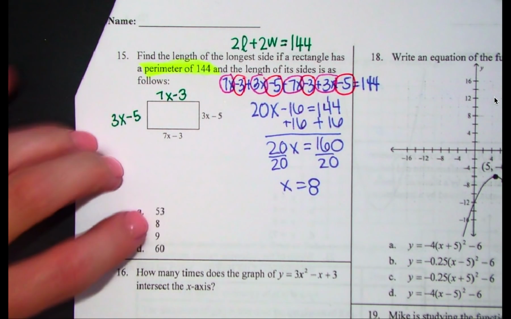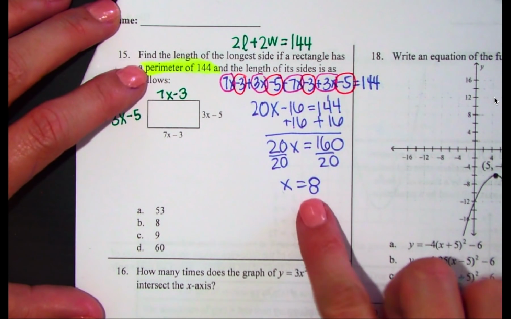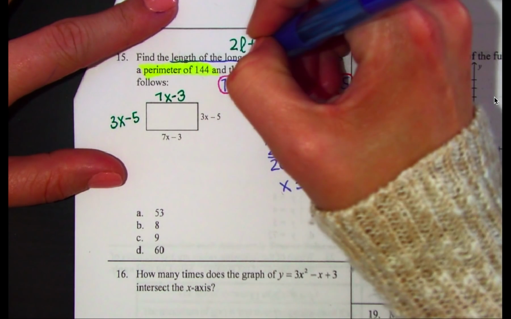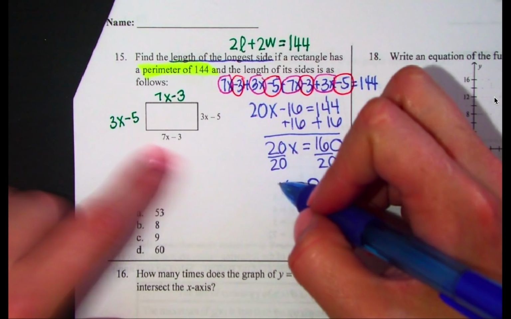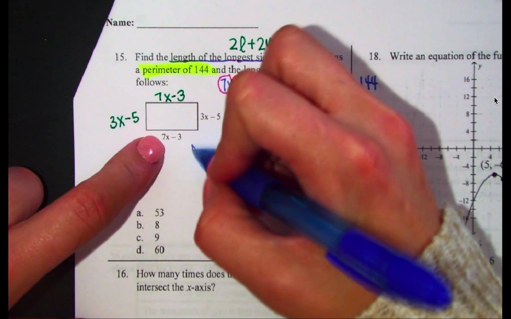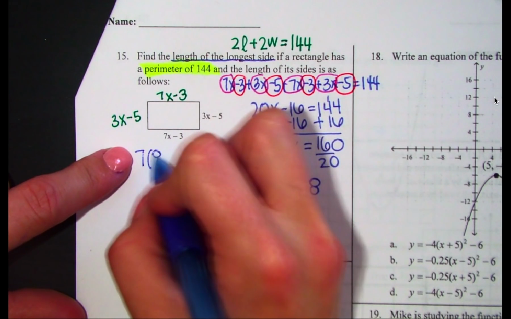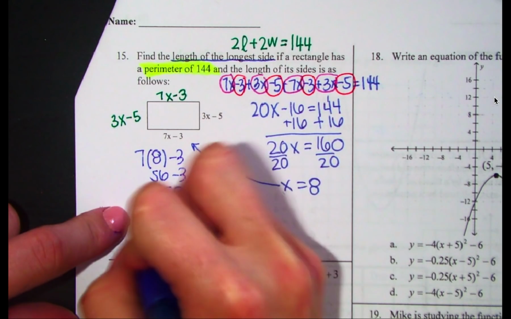So hopefully you're not going to go and circle 8. Your answer is not 8 because that's not what they're asking us to find. They're asking us for the length of the longest side. So we're not done once we get x. We're going to take x and plug it in for the longest side. So 7x minus 3. You just replace the x with 8. 56 minus 3 is 53. My answer is A.